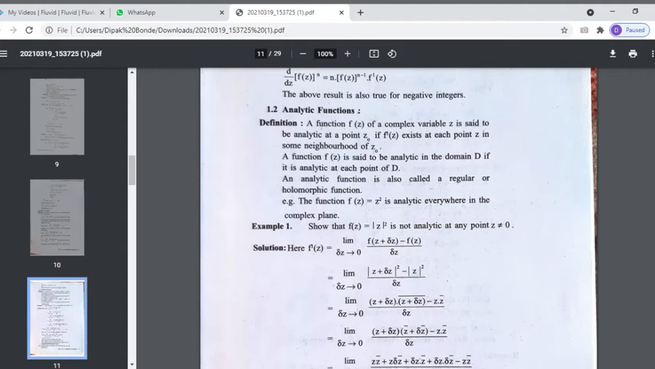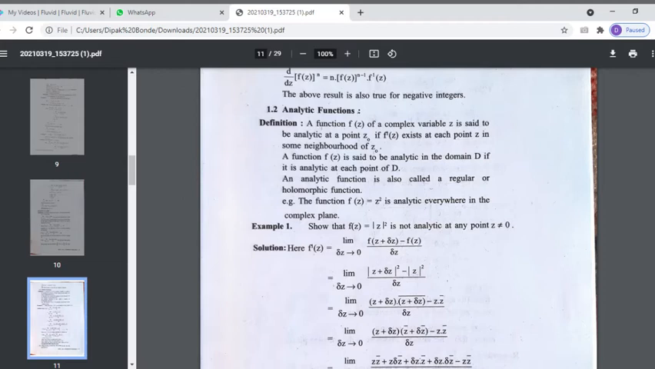A function f of z of a complex variable z is said to be analytic at point z naught if f dash z exists at each point of z in some neighborhood of z naught. So this is an example.